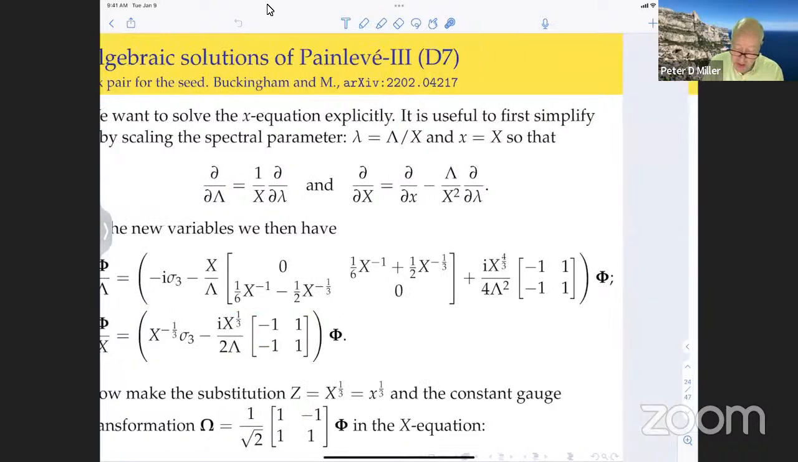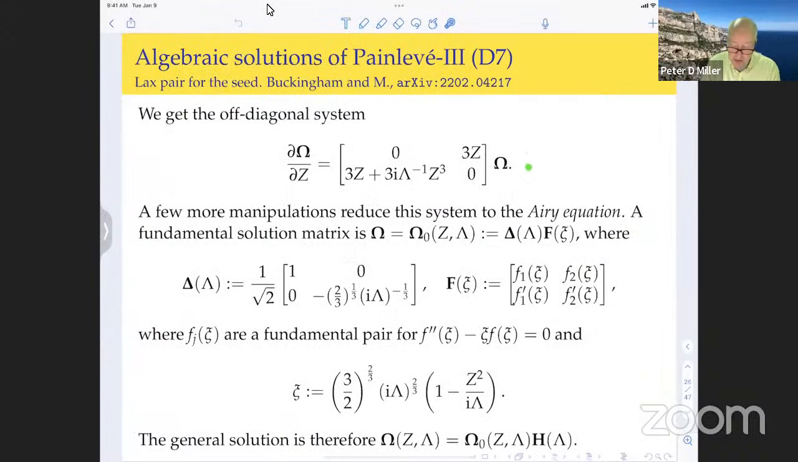So what does this equation turn into? It just turns into something off diagonal and with polynomial coefficients now in z. So it's really close to the Airy equation, actually, and just a few more manipulations finish the process. So a fundamental matrix for this differential equation is omega naught of z with parameter lambda. There's a diagonal matrix delta of lambda. It's just written here like this.